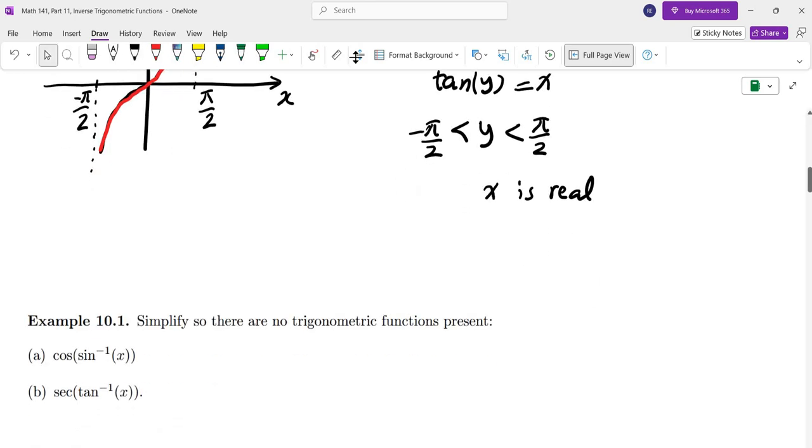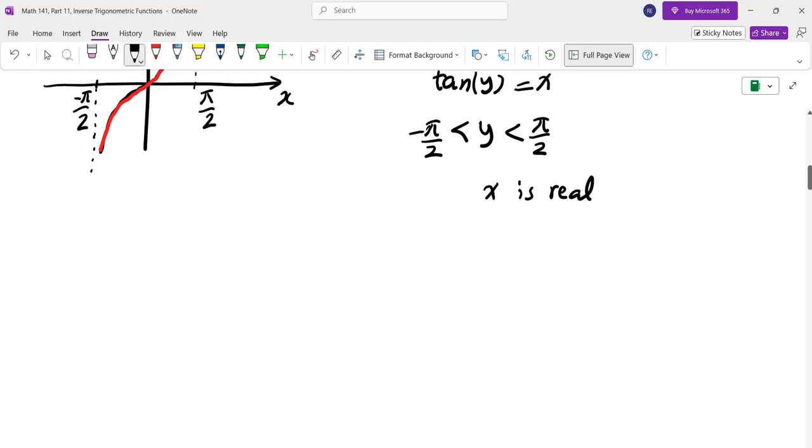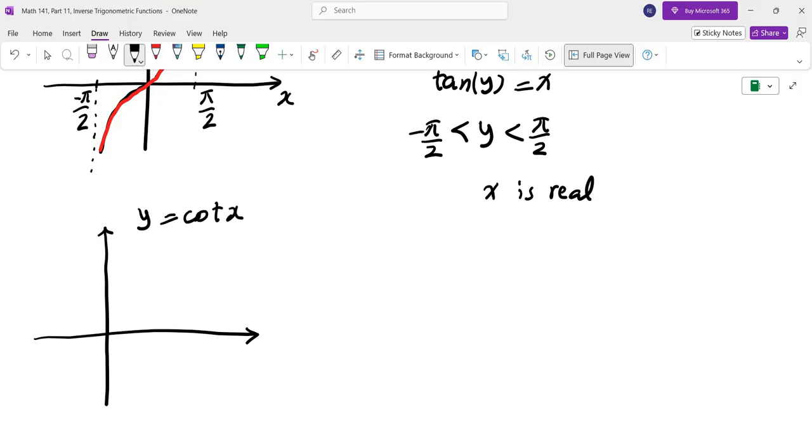And then we have something similar for cotan inverse. If we look at the graph of y equals cotan of x, there is an asymptote at 0 and an asymptote at pi. At pi over 2, it is 0. When x goes to 0, it goes to infinity from the right, because cotan is cosine over sine, and sine of 0 is 0, so we have 0 at the bottom. And then it goes to negative infinity on this side. So we have a graph that looks like this.